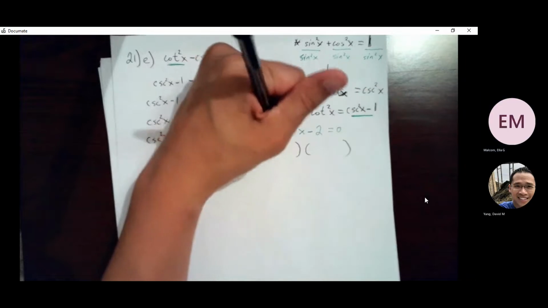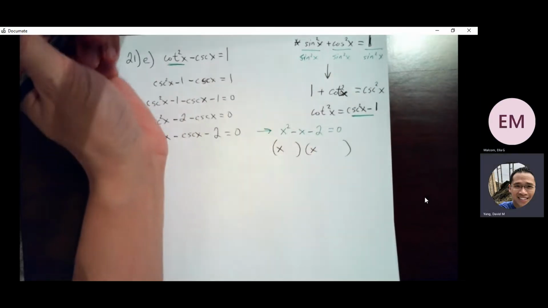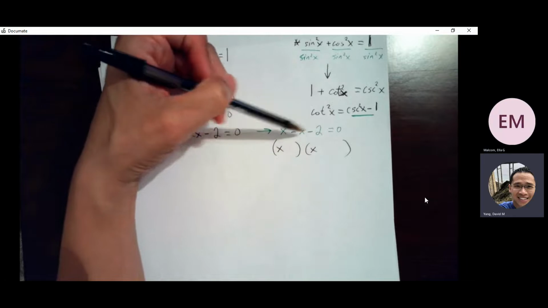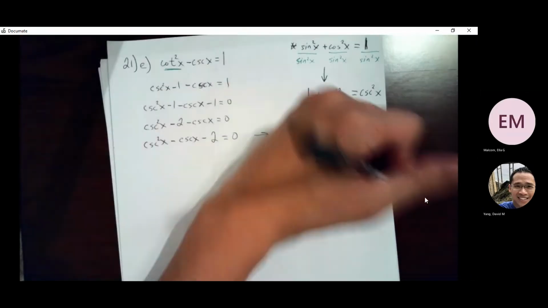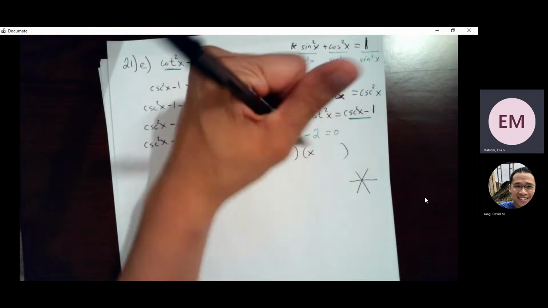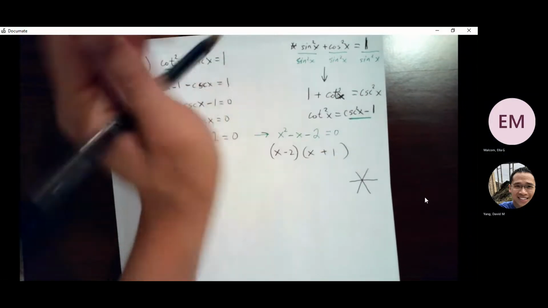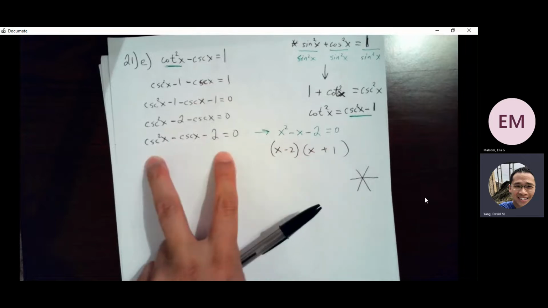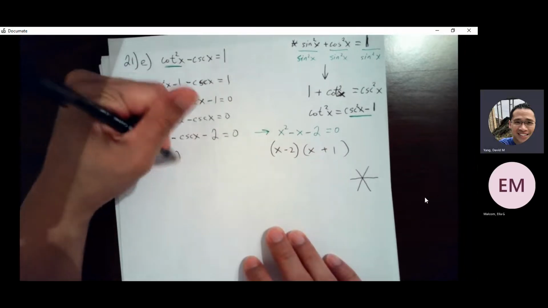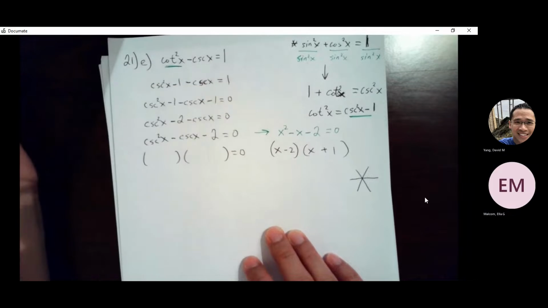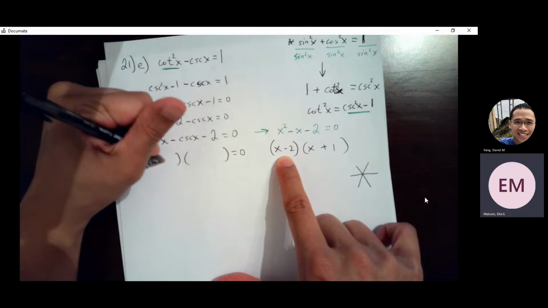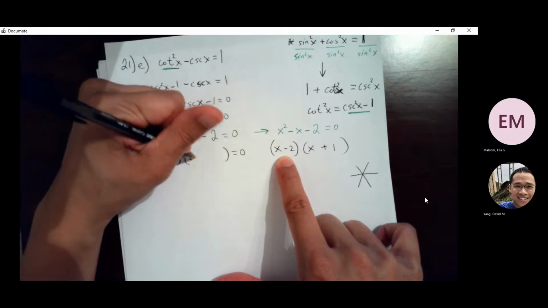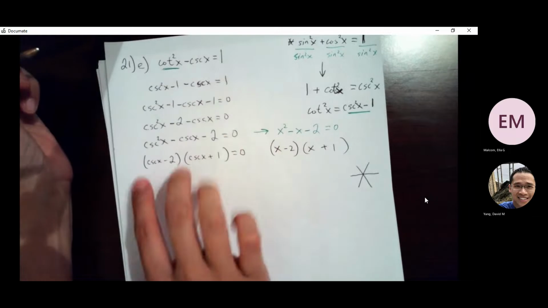That would be x, that multiplies to be negative 2 and adds to be negative 1. So it'd be x minus 2 and x plus 1. Yeah, good. So now instead of using x's, we'll use cosecant. So cosecant x minus 2 times cosecant x plus 1. Good. Okay, we have factored form.